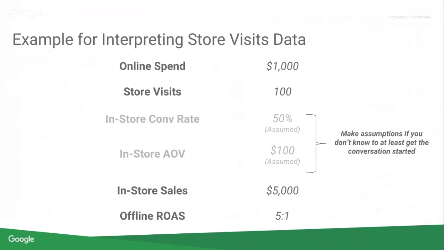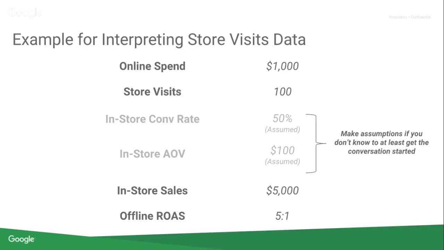Okay, so when you're interpreting the measurement and when you're reporting back on success, there's one thing that you're going to need to do on top of just pulling a report, which is you're going to need to make assumptions to provide that offline impact number. So if you start with your online spend, you can track store visits at a campaign level, but then you should make an assumption about what your in-store conversion rate and in-store average order value might be.